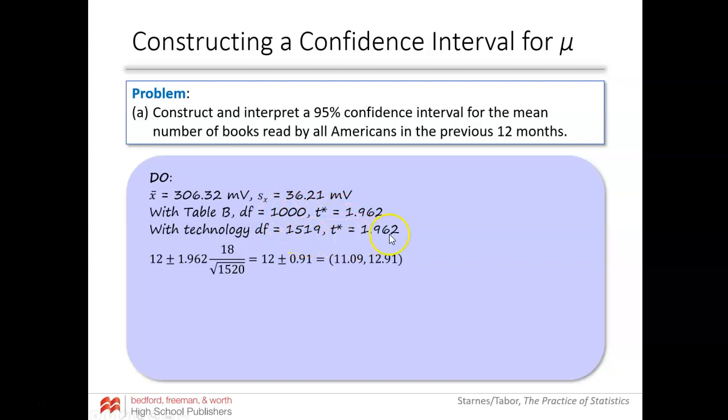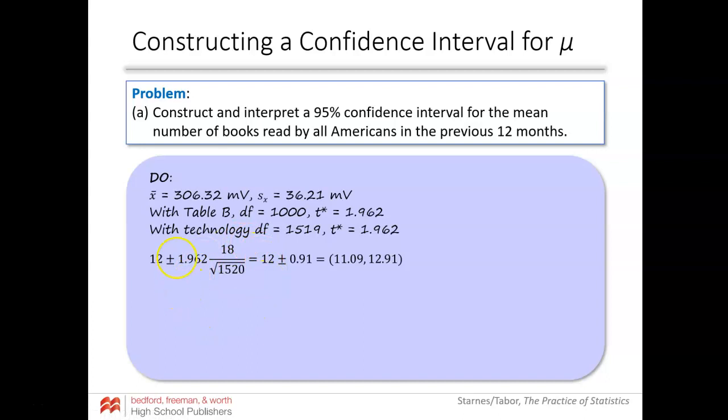But when you compare that to technology, they're claiming it's the same number. I have a feeling that's a typo. I think this is a different number. Oh well, we'll figure that out in class. So you're always safe to go with the Table B answer, because that's how us old dogs do it. All right, x bar, 12, plus and minus the t star value you just found, and then your standard deviation.